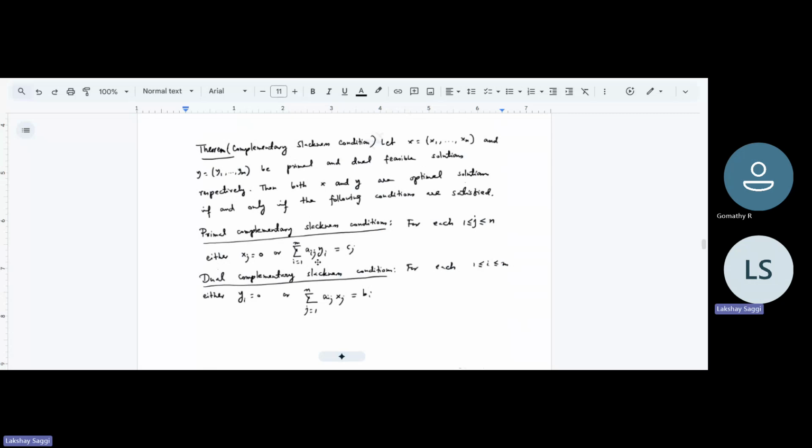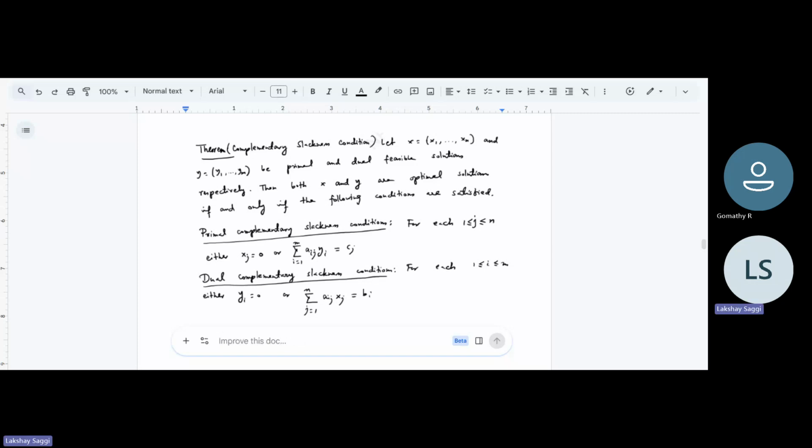And similarly, we have a dual complementary slackness condition, which is again on the variables y. So either the yth variable is 0 or the yth constraint in the original LP is an equality constraint. And if all these primal complementary slackness and dual complementary slackness conditions are satisfied, then the given solution is optimal. X comma y are an optimal solution.